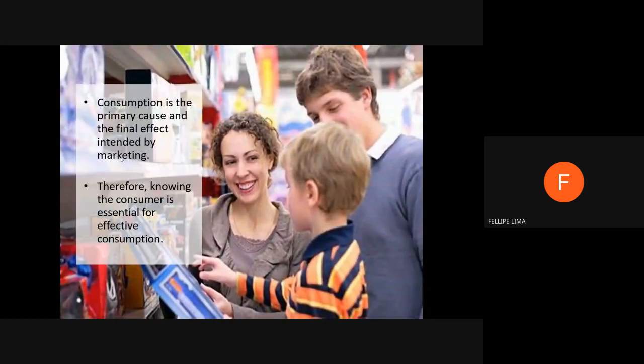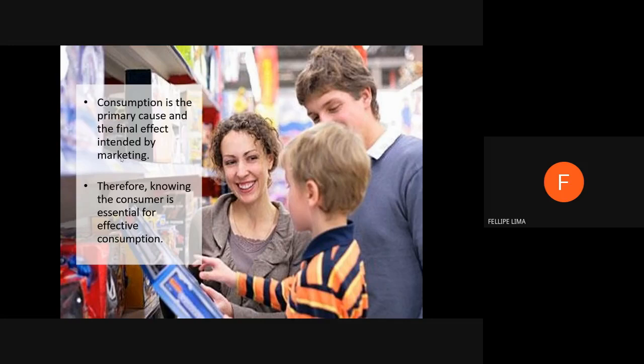Consumption is the primary cause and the final effect in marketing. Every marketing campaign, every marketing study has only one goal: to sell something, to make something be consumed by someone. So it doesn't matter if you make a great marketing campaign, beautiful advertisements, TV spots, a famous actor or actress in your campaign, everything beautiful, and you won tons of awards because of your campaign. If the product does not sell, your marketing campaign is a disaster, a failure.